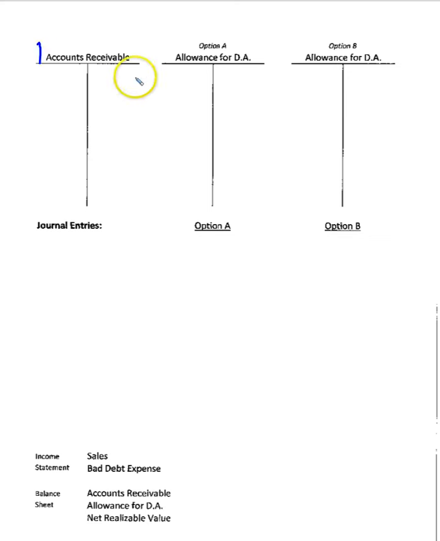So over here, we've got accounts receivable. We have a beginning balance of $24,000. I also tell us at the very end we have an ending balance of 40. So that's all given over there in the narrative. We have 2 options for the allowance for doubtful accounts. In both cases, we have a 0 beginning balance.